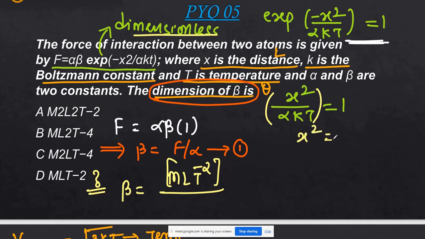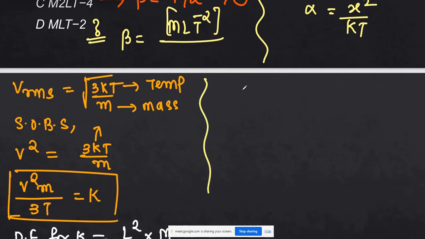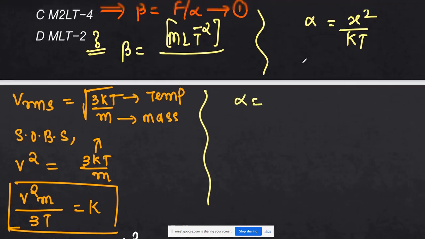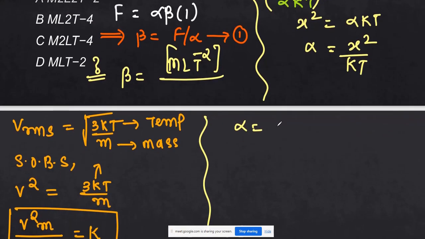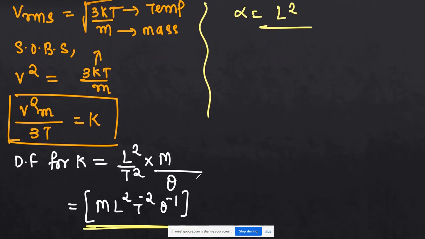X square is equal to, send this denominator to that side, alpha into k into t. Now alpha is what, Sahiti? X square by kt, right? Now substitute here. Alpha is equal to, what is x square? X is nothing but distance, so L square. K is what? Boltzmann constant. Here is the dimensional formula of Boltzmann constant. Substitute here: M L square T power minus 2 theta minus 1.